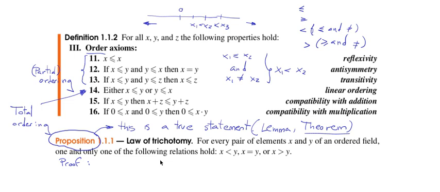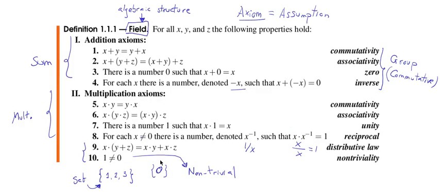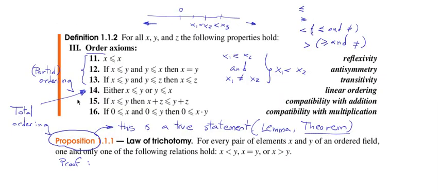So from these axioms, the 10 axioms around the field, and the 6 additional axioms that make a field an ordered field.